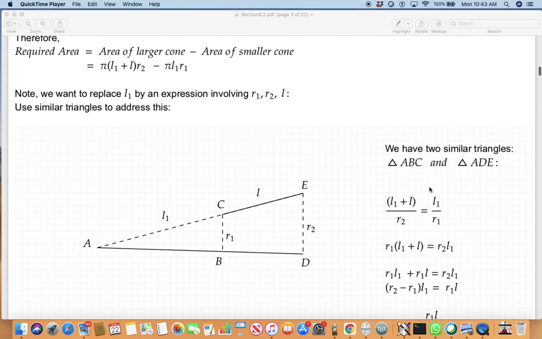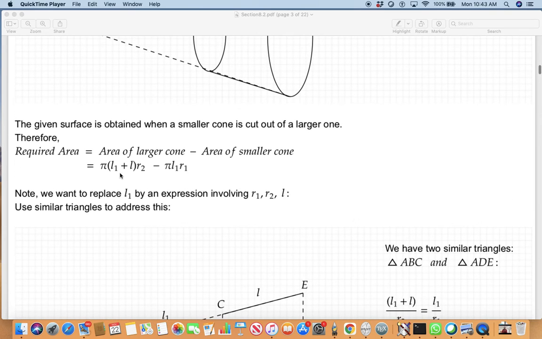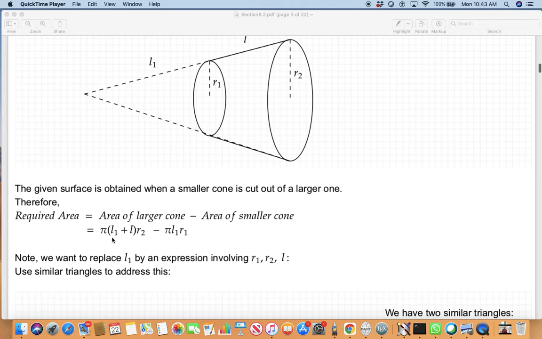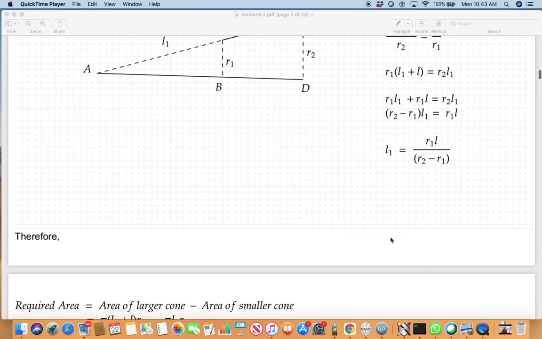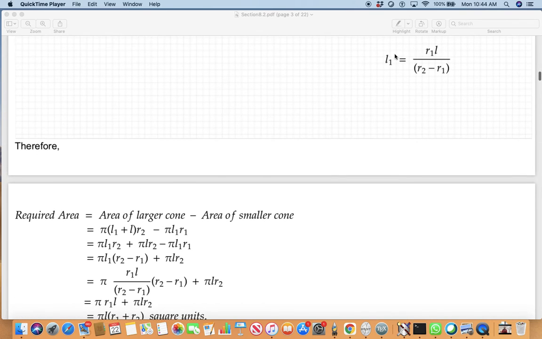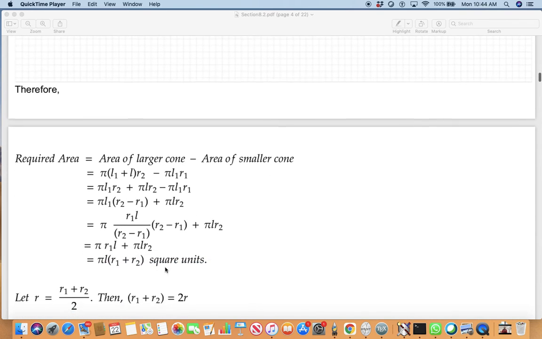Why did we need this? In this particular formula, L1 is not needed. We want information in terms of L, R1 and R2. So I'm going to replace L1 here by this expression. So you have L1 is replaced by R1 L over R2 minus R1. All right. Upon simplifying, you will find pi L times R1 plus R2.